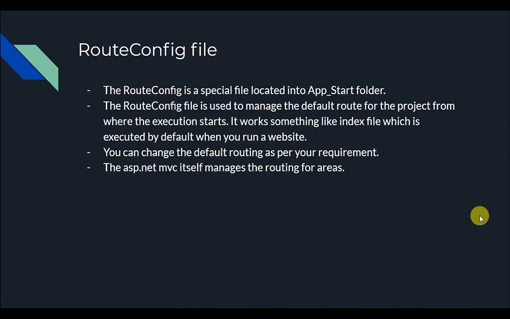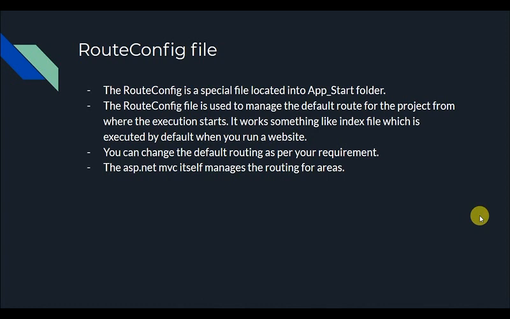So here in ASP.NET MVC, it is the structure where MVC is used. We need to define which view or file will be called whenever the execution of the project begins. Mainly for that, the RouteConfig file is used, which manages the routings of the website. So the first point: the RouteConfig is a special file located in the App_Start folder.